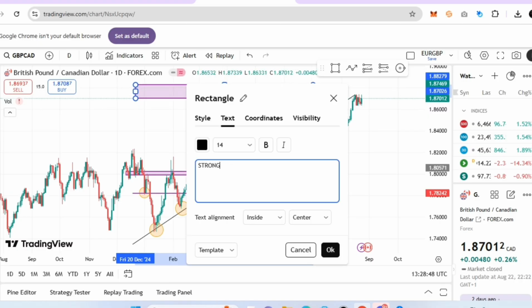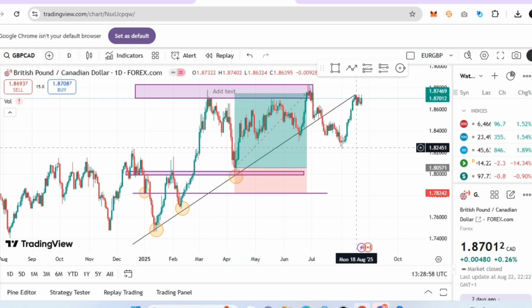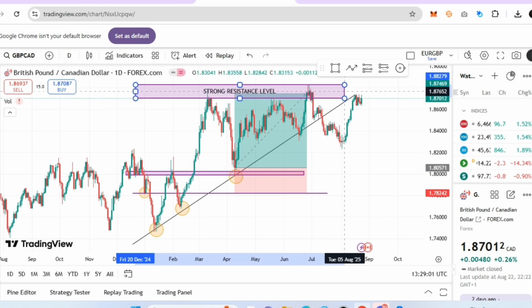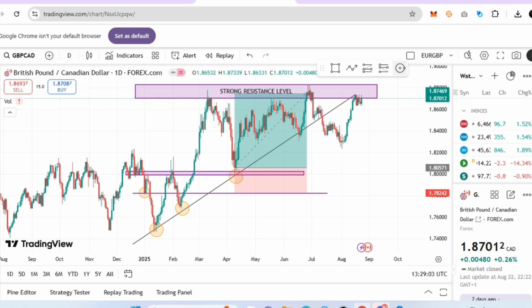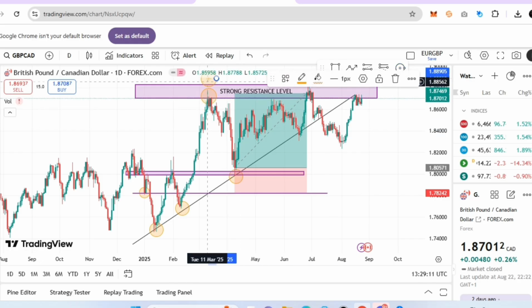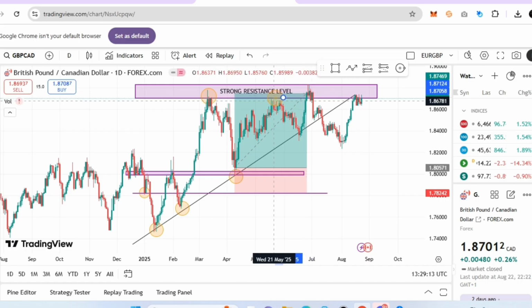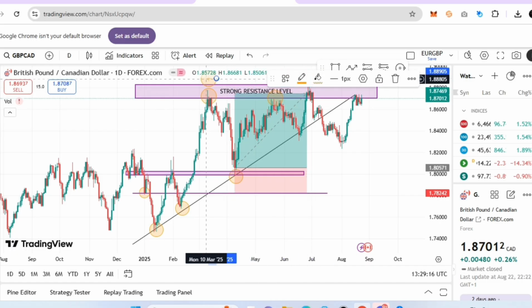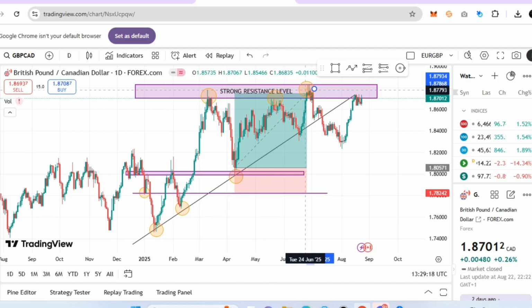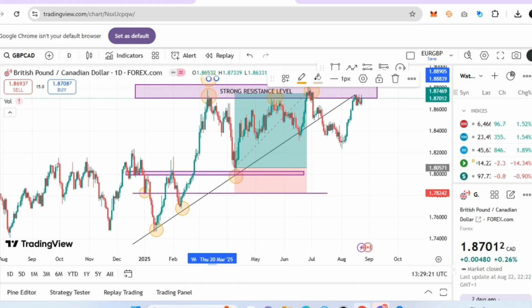I have a strong resistance level at that zone. Price has touched that zone multiple times. You can see we have over four touches at that zone, and the market fails to break it upward. So it shows me that that zone is very, very strong. That's the third touch. Then we have the fourth touch here.